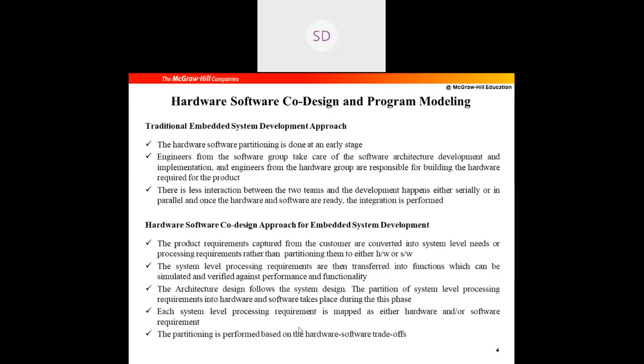Next, that is at the architecture level, the partitioning is performed based on the hardware software trade-offs. A certain set of trade-offs will be there, and based on that, this partitioning will be done.